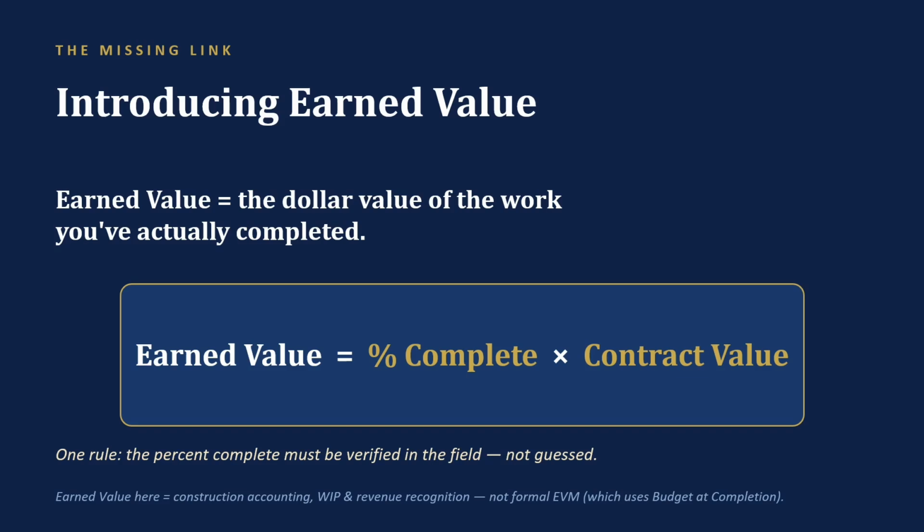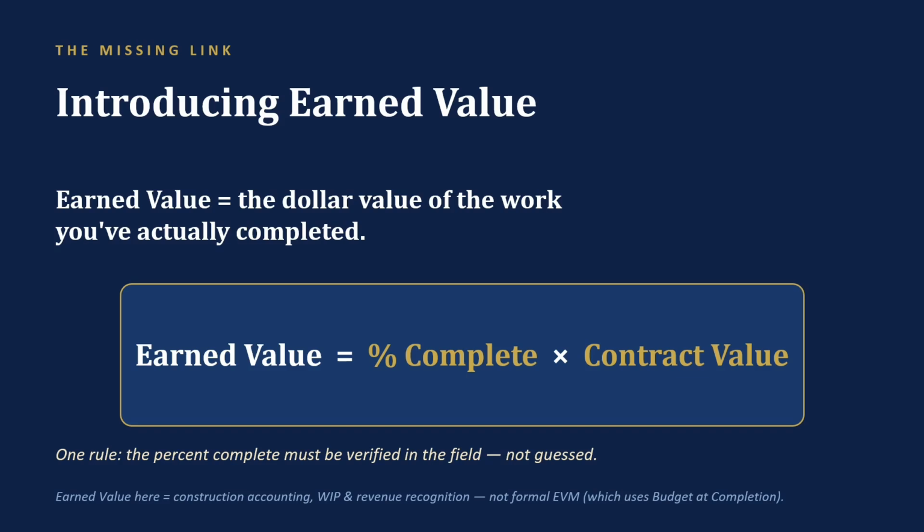For today's lesson, I'm using contract value to explain earned value because we're applying it to construction accounting, WIP reporting, and revenue recognition. In formal earned value management systems, the kind you'll see on government or defense contracts, earned value is often calculated using budget at completion, or BAC. That methodology is beyond the scope of this lesson. For our world, contract value works, and it ties directly to your WIP schedule, and one rule that's non-negotiable.